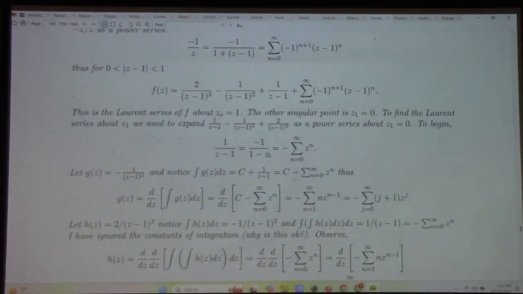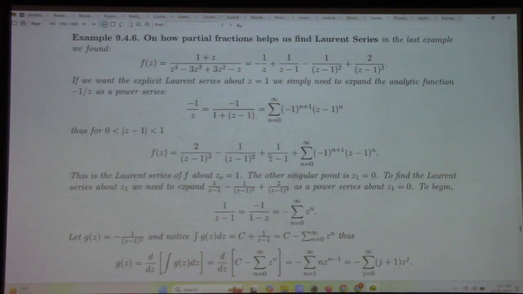Oh, maybe this one's worth looking at: how partial fractions helps us find the Laurent series. So in the last example, I showed that we can rewrite (1 + z) over (z^4 - 3z^3 + 3z^2 - z) as the sum of these proper rational functions. If we want to find explicit Laurent series about z = 1, we simply need to expand the analytic function 1/z as a power series. Now, what about these other three? Why don't I have to do anything to those if I'm looking for the Laurent series around z = 1?